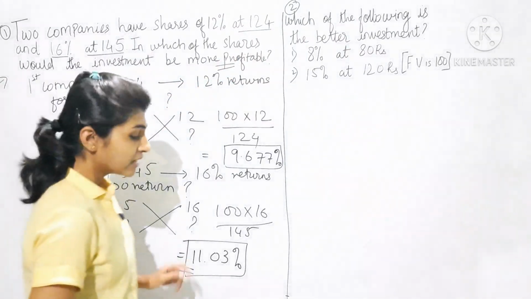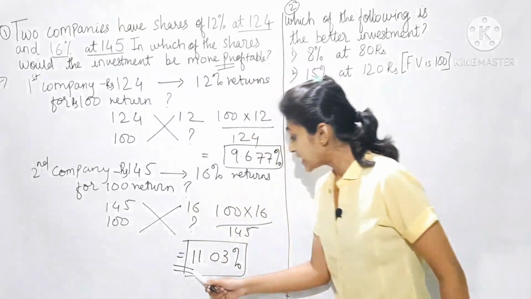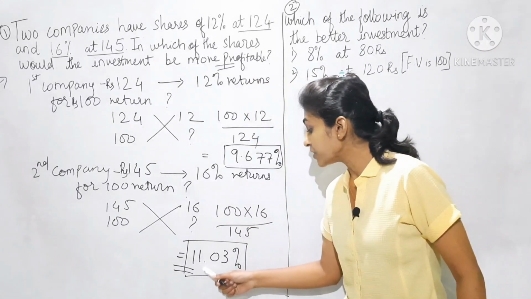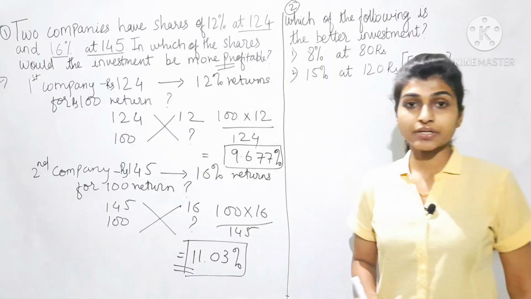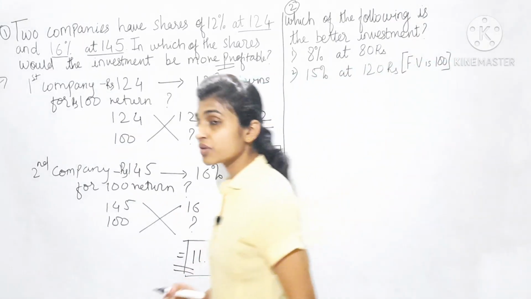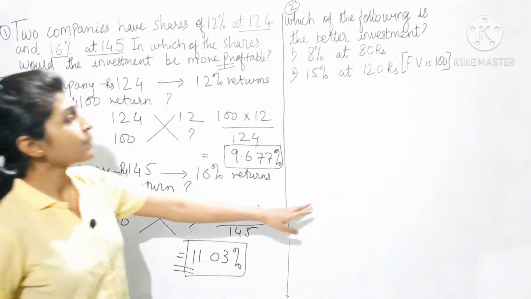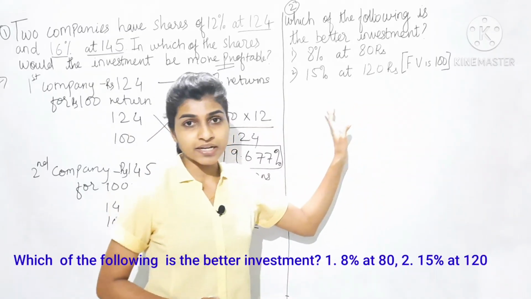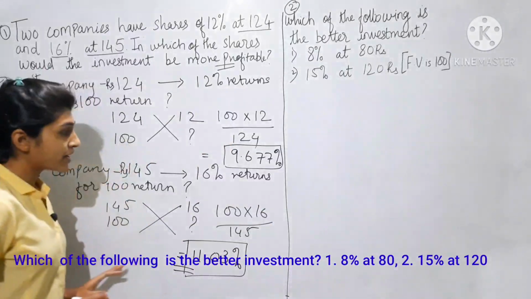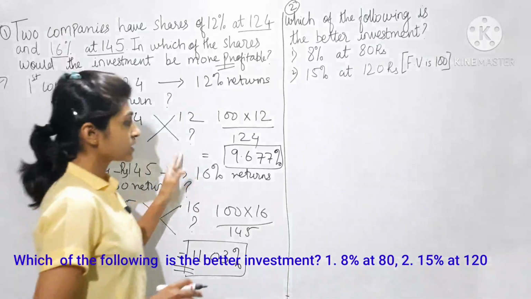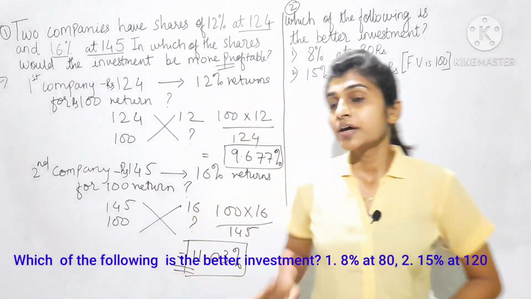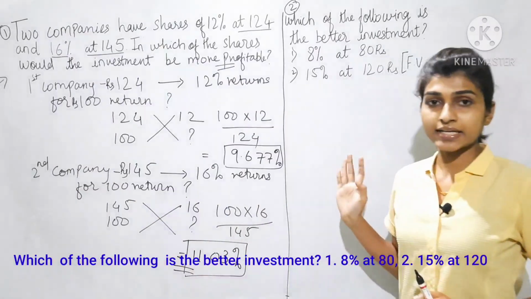Why? Because the return we are getting is 11.03%. So I hope you have understood the first example. A similar example we'll see in the second example. Please try to understand this. If you have not understood the first example, I hope you will understand the second example at least.